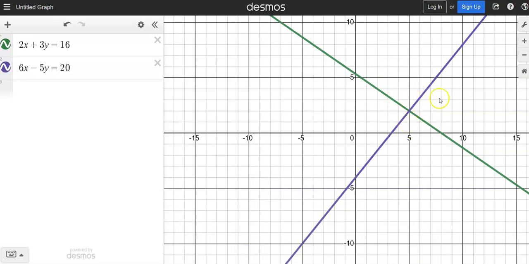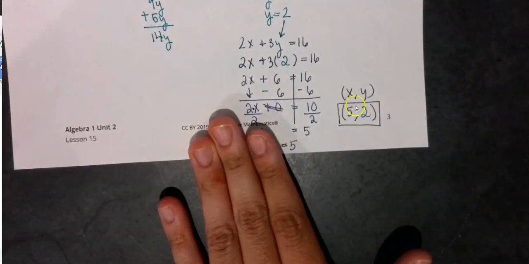And this intersection point right here, where both lines touch, is the solution because it makes both equations true. So this solution here is 5, 2, and if I check it against my answer I did with elimination, I do see I also had 5, 2, so that means that is my answer.